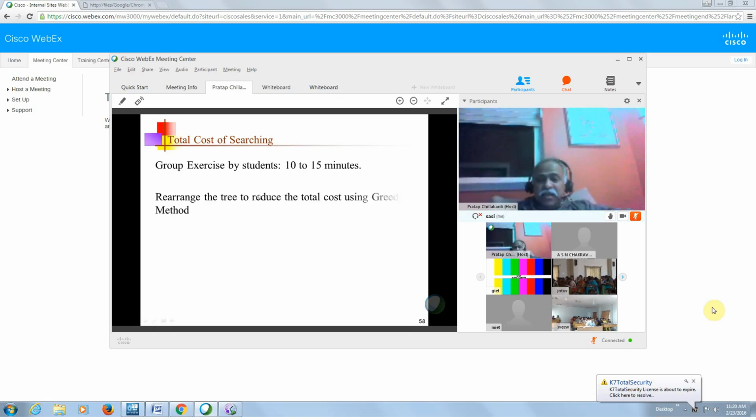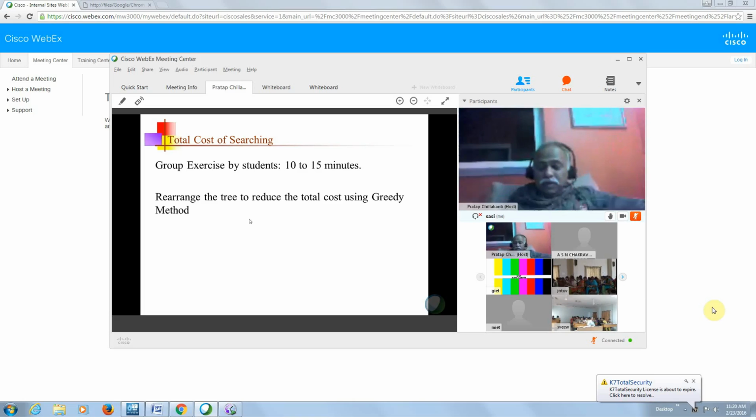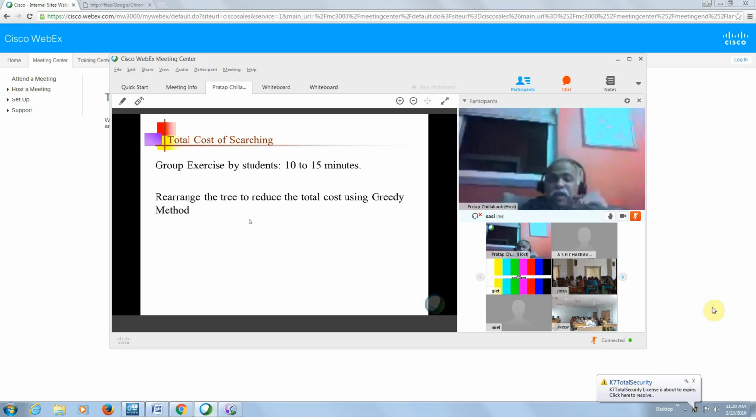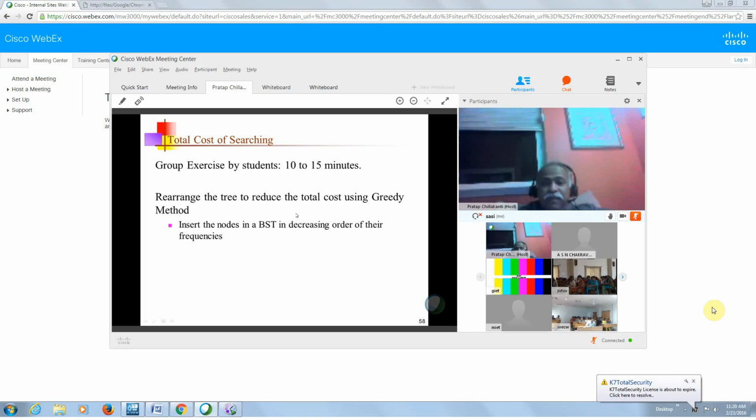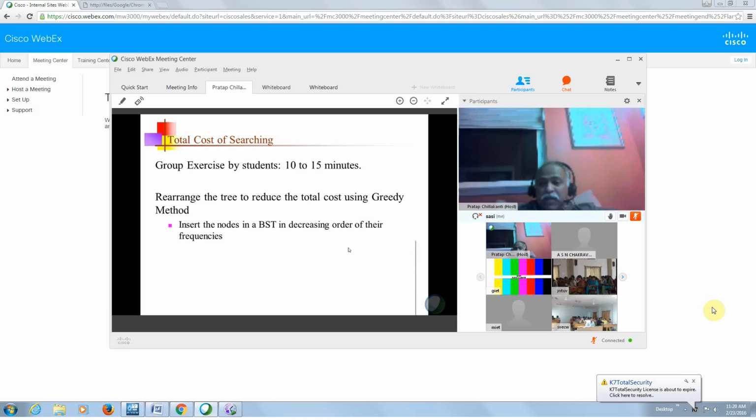Nothing, the slide didn't come there. Okay. So what I am asking you to do, faculty members, please help me to facilitate the group interaction there. I want you to rearrange the tree to reduce the total cost. Okay. How do we do that? You may want to write it down somewhere.